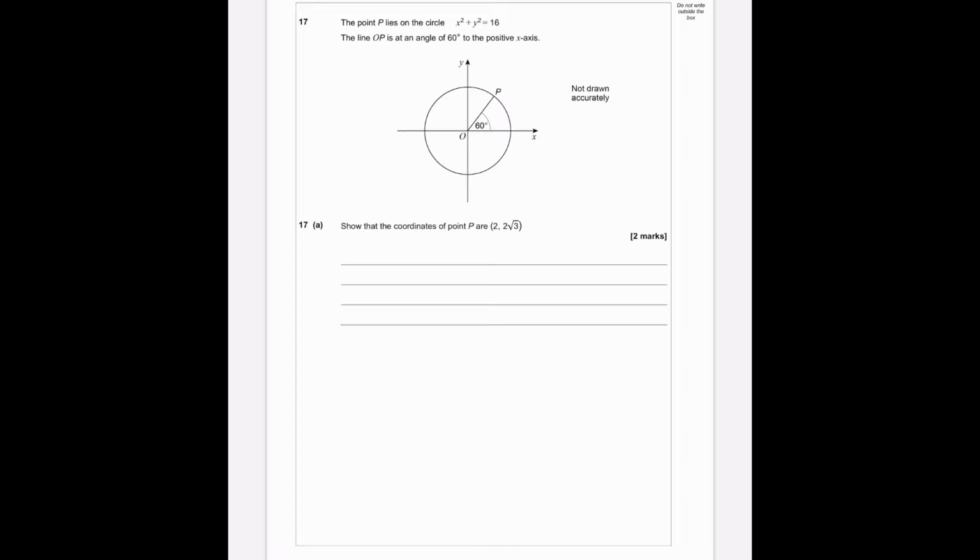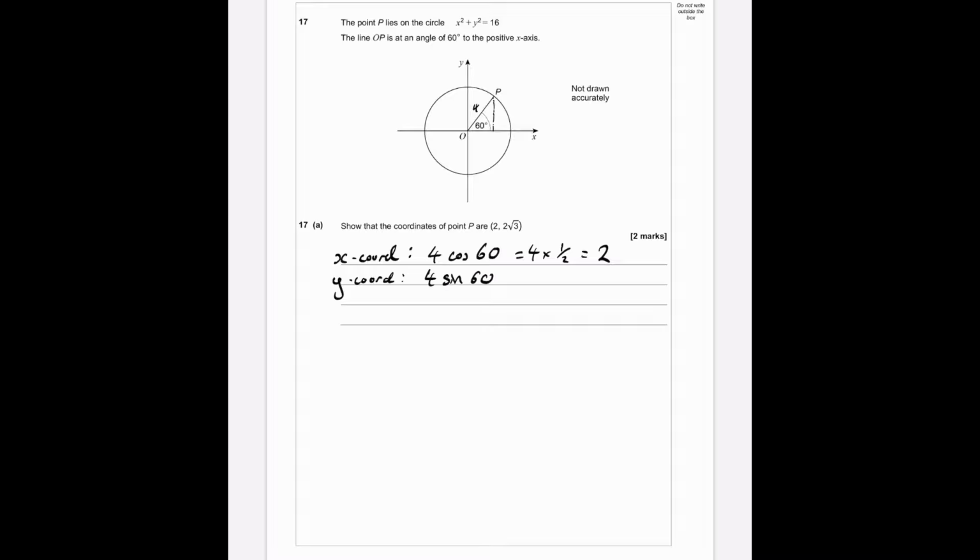Okay, question 17. We have a circle, it's not a unit circle, but it works on the same basis as a unit circle for sine and cosine, because we can construct a right angled triangle inside it by dropping a line going from P to the x-axis. The x-coordinate of the point P will be the same as the adjacent on that right angle triangle. So cos of 60 will be that adjacent over 4. 4 is the radius of the circle because of the 16 in the equation. Cos of 60 is a half, so 4 times cos of 60 will give me 2 as the x-coordinate.